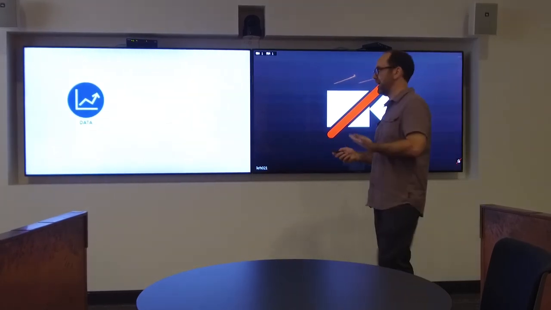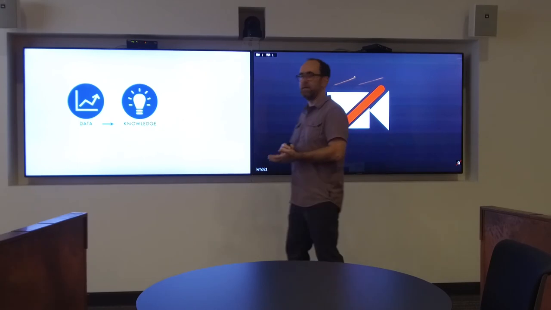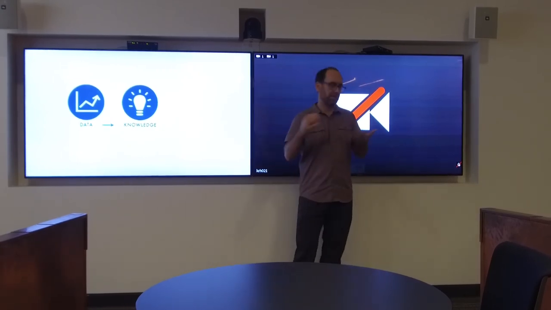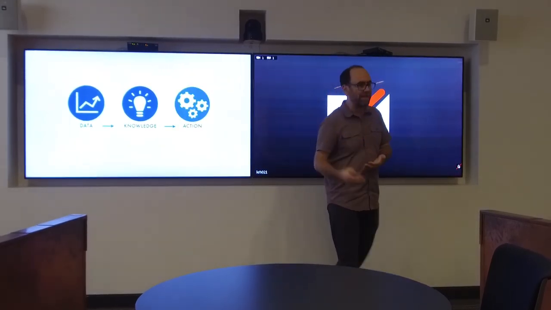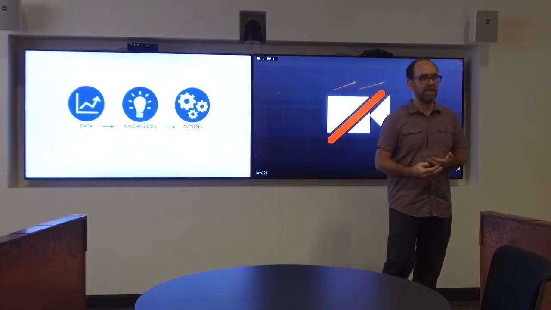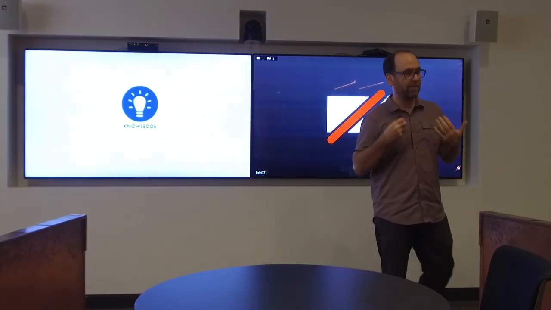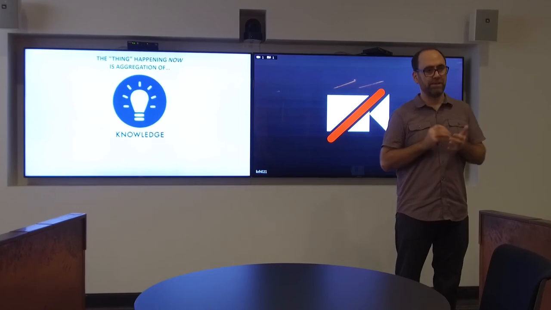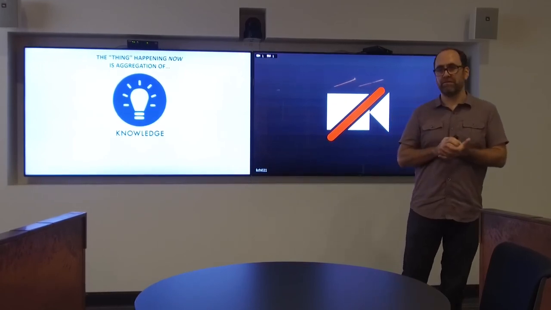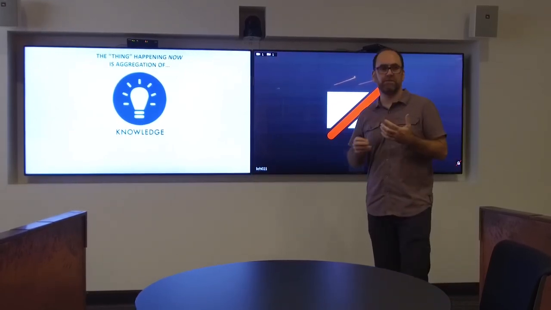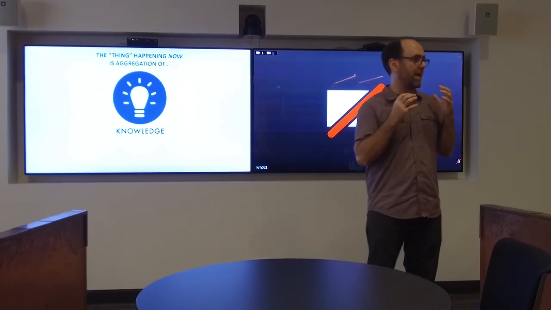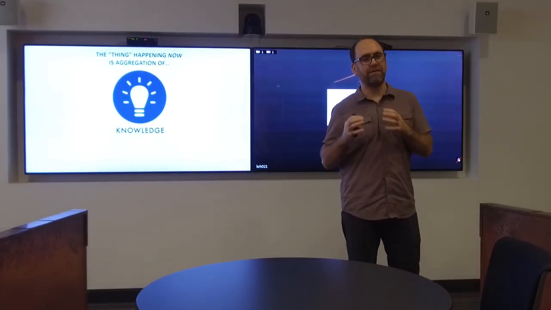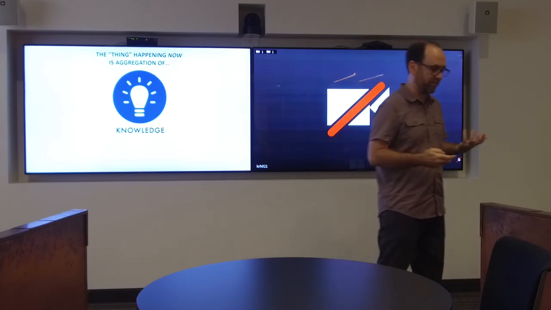We know this schematic. We know this diagram, right? That data goes to knowledge, or data goes to information to knowledge, if you prefer, and that is what's going to lead to action. And this is the sea change that I think is happening right now, at least on the marine area-based management side: the shift from aggregating data to trying to aggregate that knowledge, and that's what I'm very interested in pursuing.